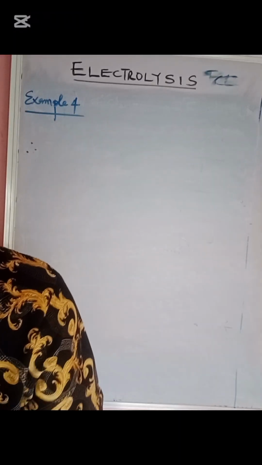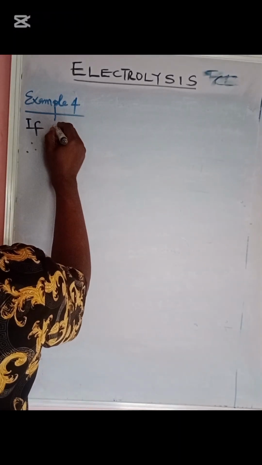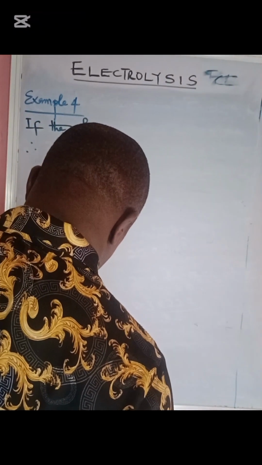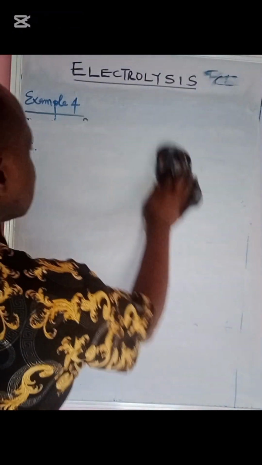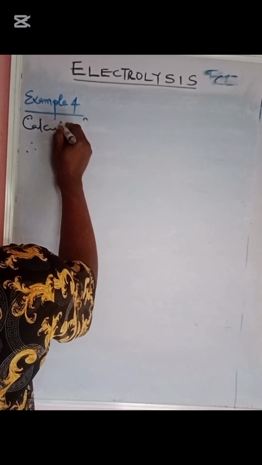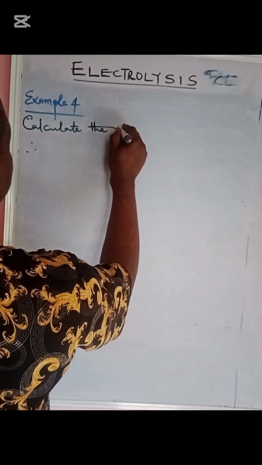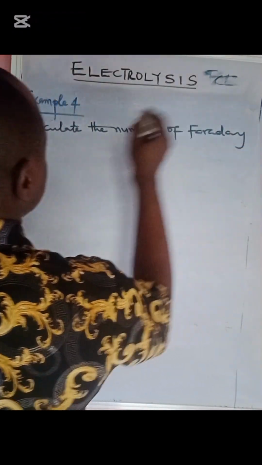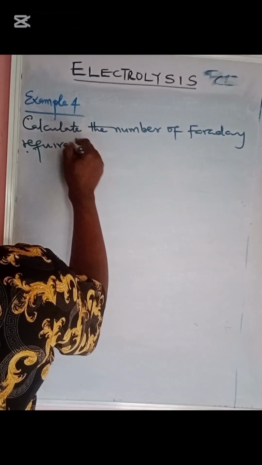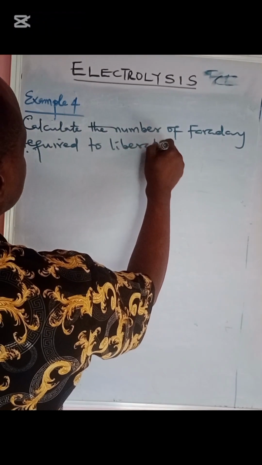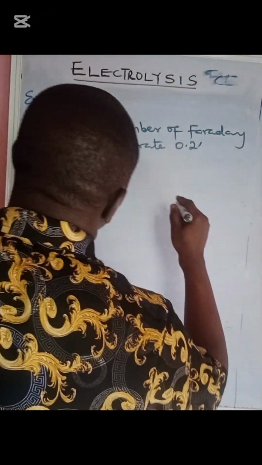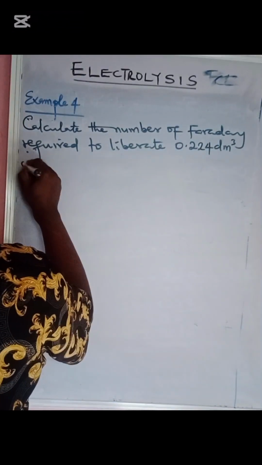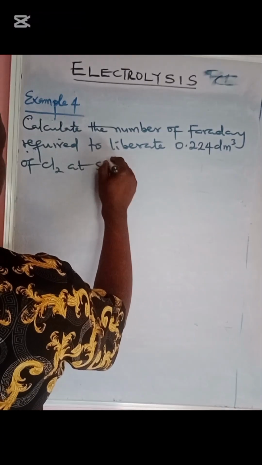Example 4. Calculate the number of Faraday required to liberate 0.224 dm³ of chlorine gas at STP.